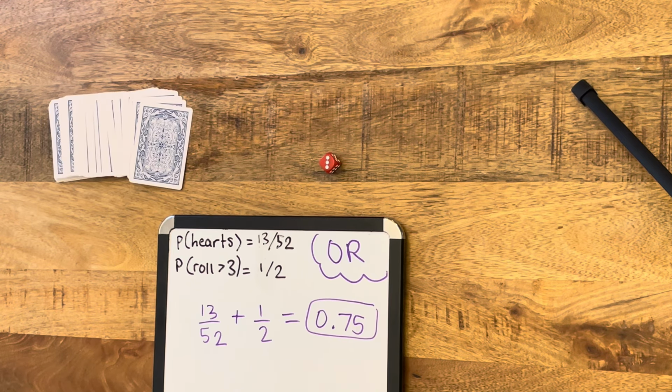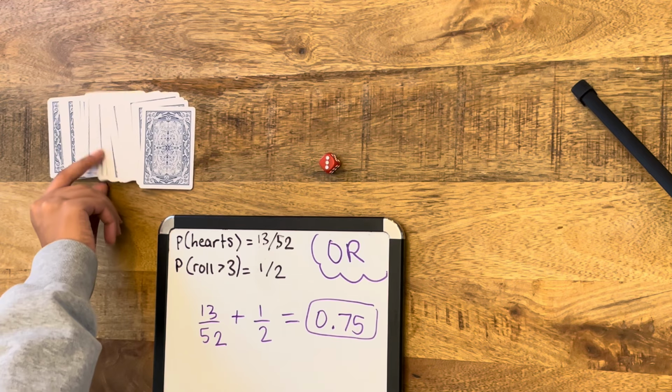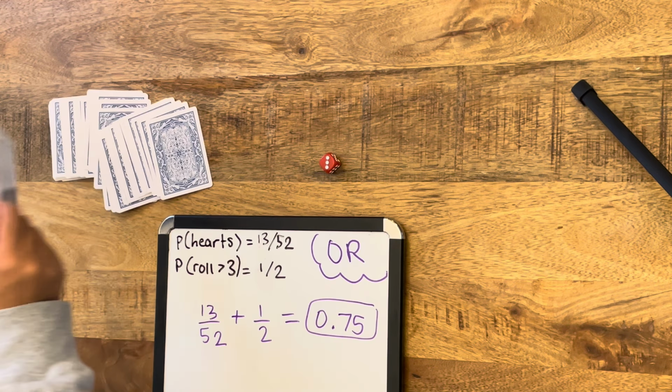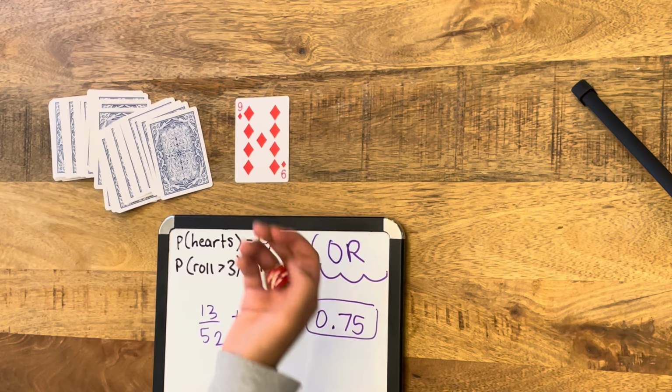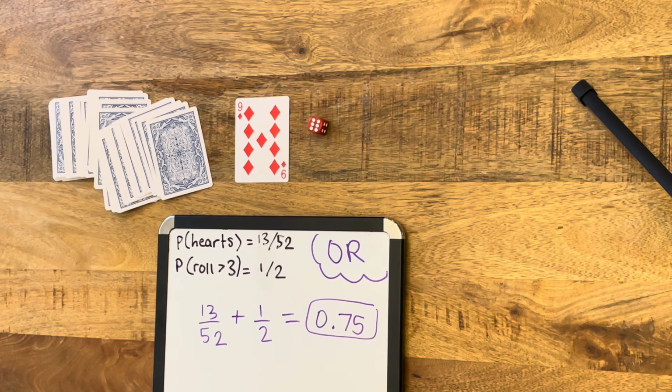Now, let's say I'll win if I get a card of hearts or a roll greater than 3. Or probability calculates the likelihood of at least one event occurring, using addition of individual event probabilities to calculate. So the likelihood is 13 over 52 plus 1/2. This scenario has a probability of 0.75.